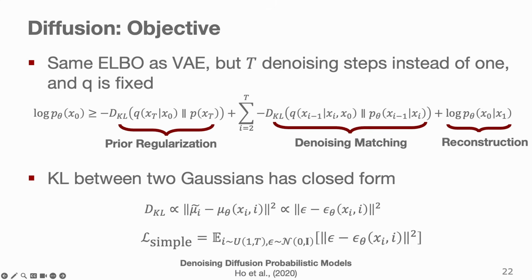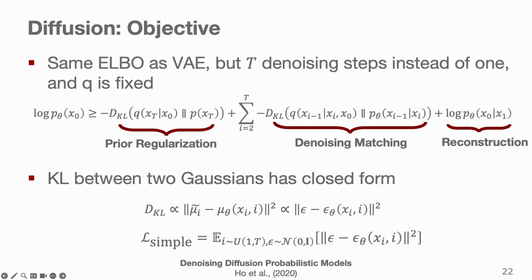So let's look at the training objective. And you'll notice immediately that it's the same ELBO objective as in the variational autoencoder case, just that we extend it now across T steps. So there are 3 terms. The prior regularization ensures that after T steps of noising, the end result will look like our Gaussian prior, and this is satisfied by construction during the forward pass. So in practice, we don't need to learn it.